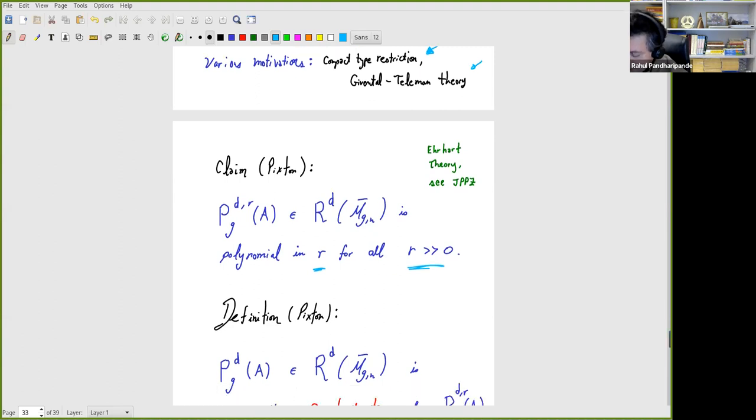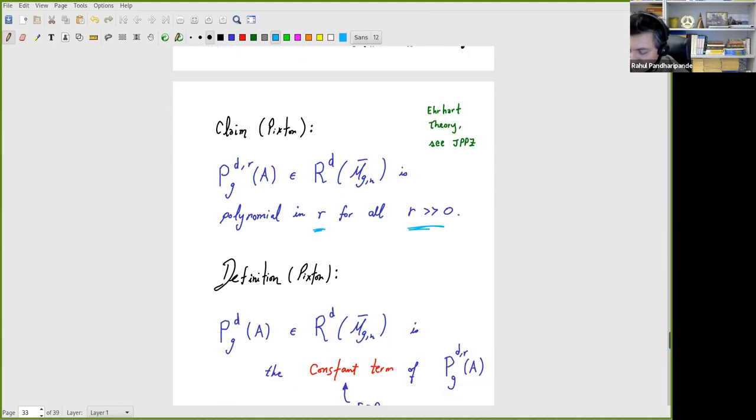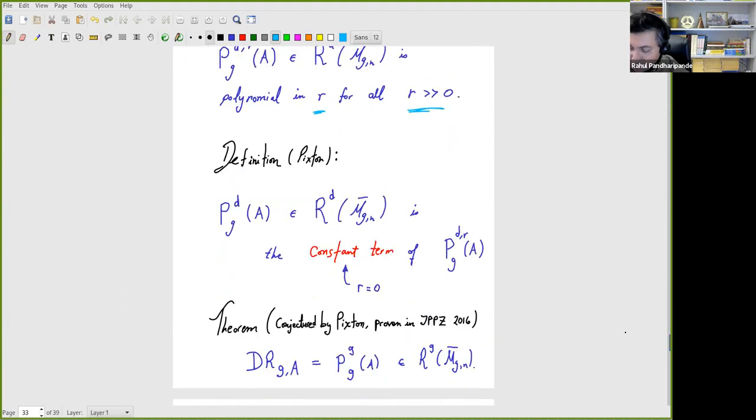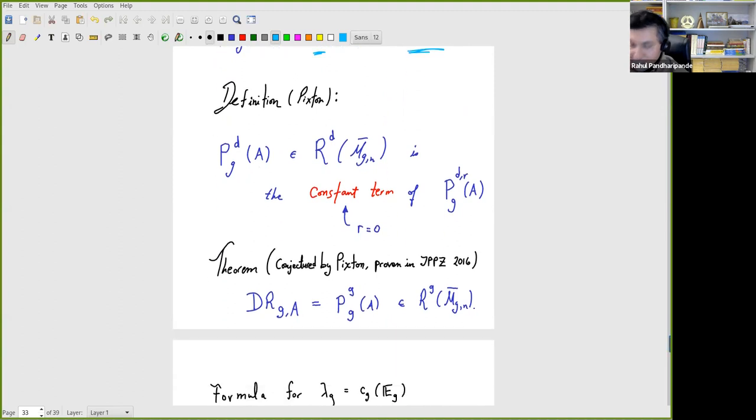It's a theory of counting, summing over integral points on some polytopes, to make the polytopes bigger. And then the definition of the DR cycle is that you should take the constant term of this polynomial after you set R to infinity: you get the polynomial, then you take the constant term. And then the theorem, which was conjectured by Aaron and proven in this JPPZ paper, is that this DR cycle is exactly this class constructed by Aaron in codimension g. So it's just a formula for it.